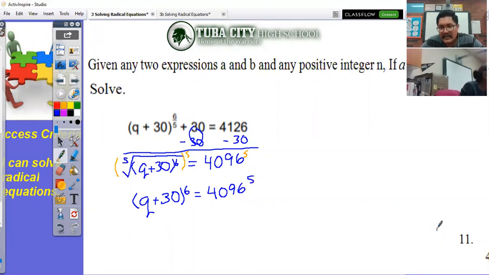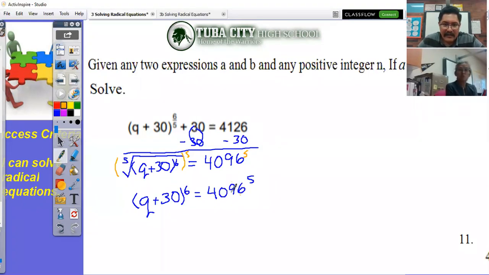Now, I could use my calculator and get a really big number. It's going to be massive. It's going to be huge. It's going to be pretty big, but don't worry. I'm going to show you 2 ways to do this. One way is if you have a calculator, and the other way is if you don't have a calculator.